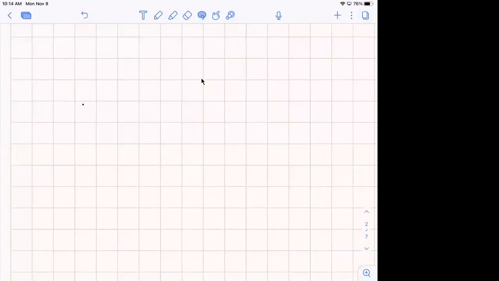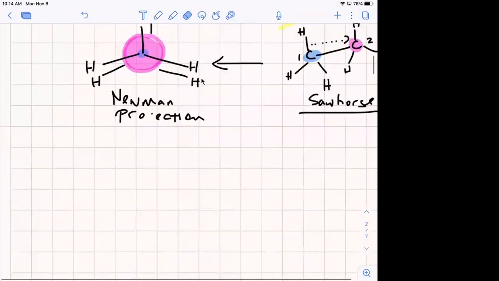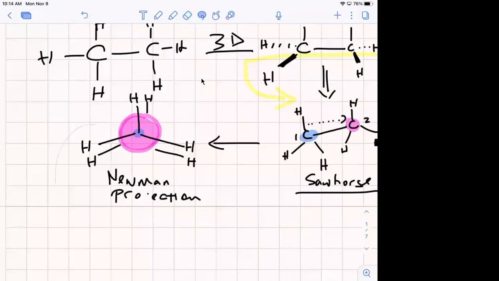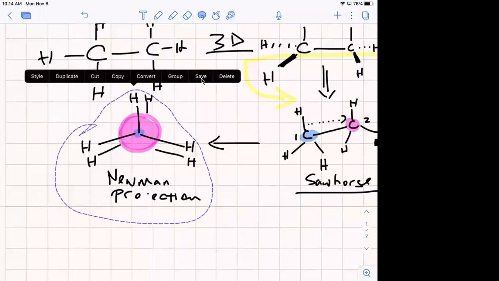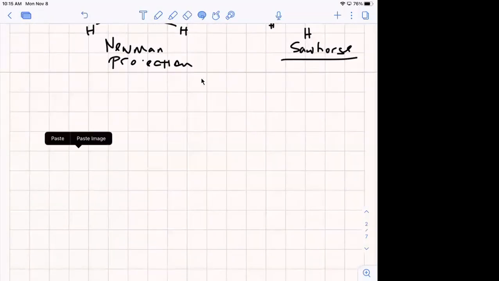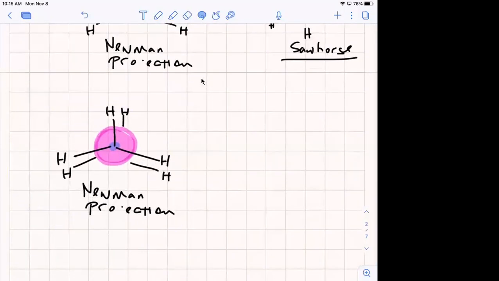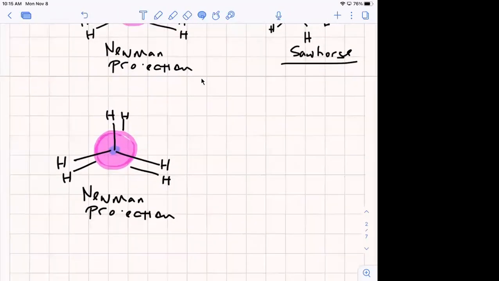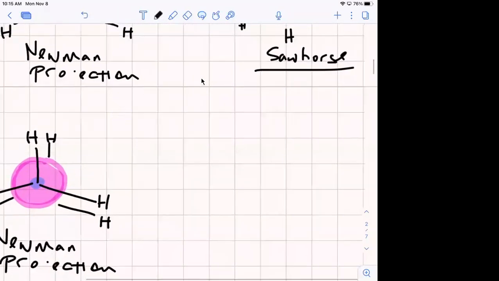All right, so let's take this down, and we're going to use this as the basis for our discussion on conformational mobility. So let's talk about that.